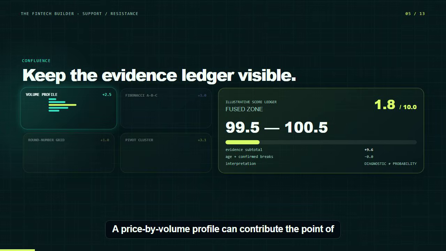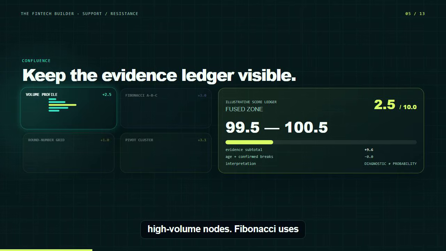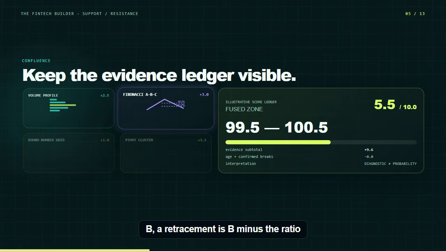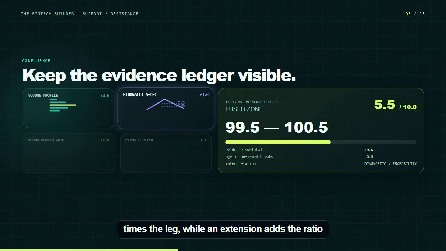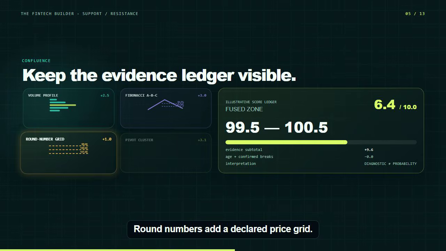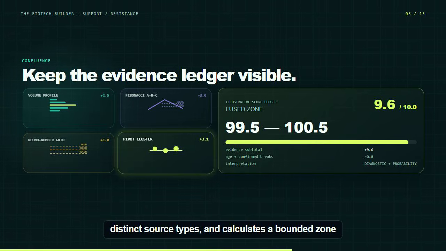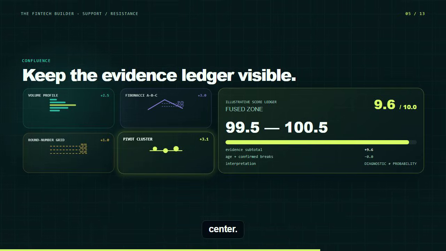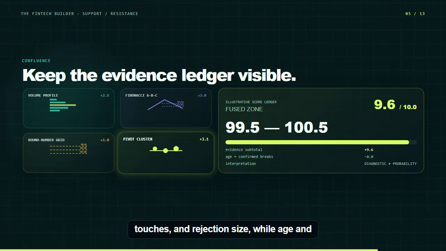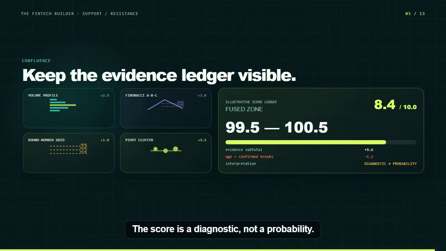A price by volume profile can contribute the point of control, value area edges, and high volume nodes. Fibonacci uses explicit anchors. For an upward leg from A to B, a retracement is B minus the ratio times the leg, while an extension adds the ratio times the leg from a third anchor. Round numbers add a declared price grid. Zone fusion groups nearby candidates, requires distinct source types, and calculates a bounded zone center. Strength scoring then adds source diversity, recent touches, and rejection size, while age and confirmed breaks reduce the score. The score is a diagnostic, not a probability.